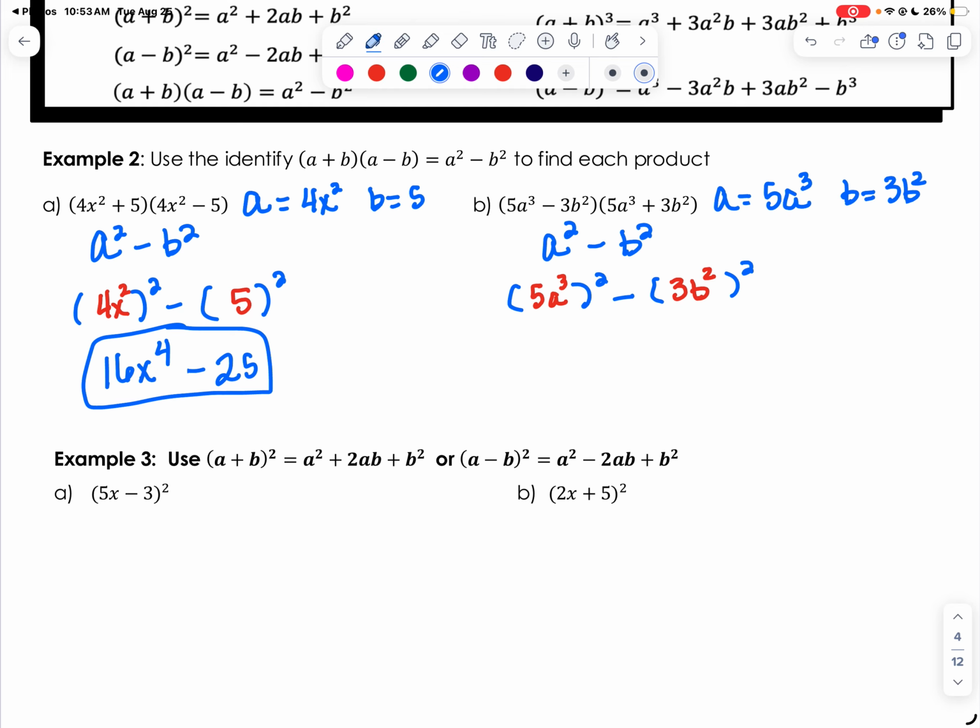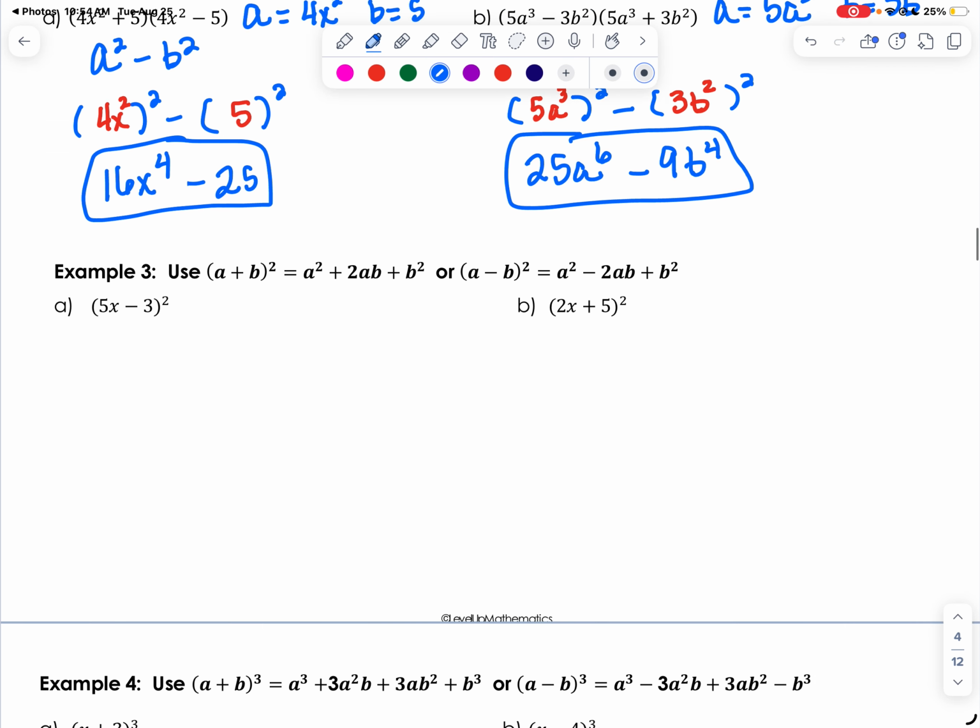All right, now be very careful here. You are squaring the 5 and you're squaring the a cubed. So that would give you 25a to the 6th power. In our second term, we're squaring the 3 and we're squaring the b squared. So that would give you 9b to the 4th power. All right.